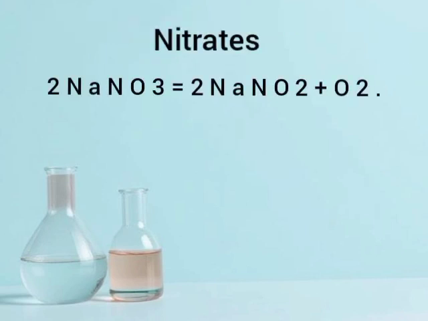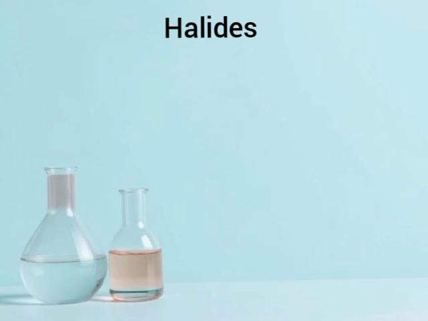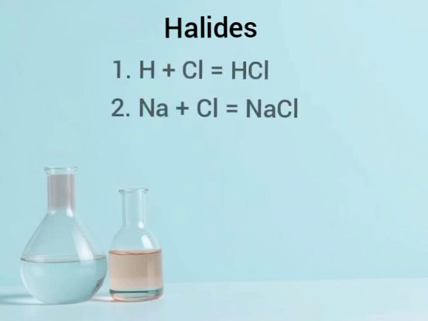Nitrates. The nitrates of group 1 elements, except lithium, decompose to nitrites. In this reaction, 2 molecules of sodium trioxynitrate 5 will decompose to yield 2 molecules of sodium dioxynitrate 3 and oxygen gas. Halides. Alkali metals react vigorously with all the halogens, aka group 7 elements, to form solid ionic halides. Like in this reaction, sodium would react with chlorine to form sodium chloride, aka table salt.